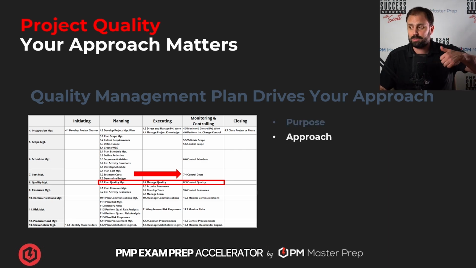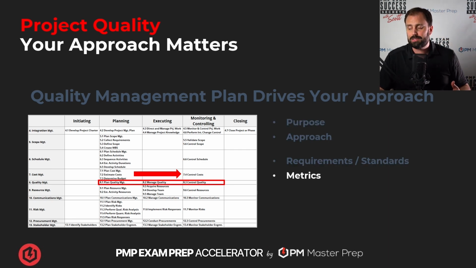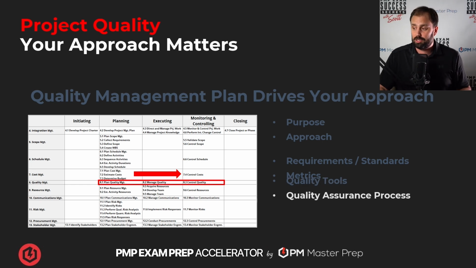So we need the purpose, our approach, requirements, all the metrics, how are we going to measure it, quality tools, the quality assurance processes, what are we going to do, who does what, the responsibility. So the plan goes deep.